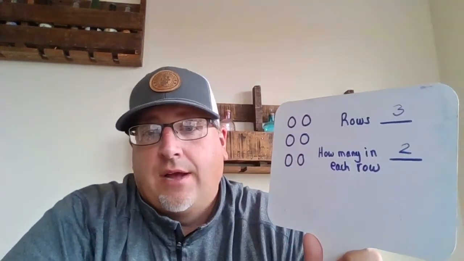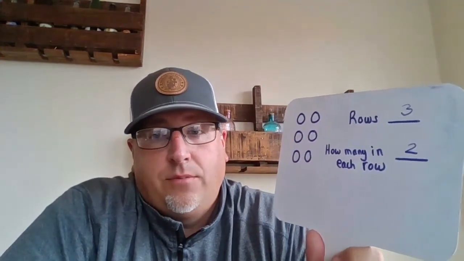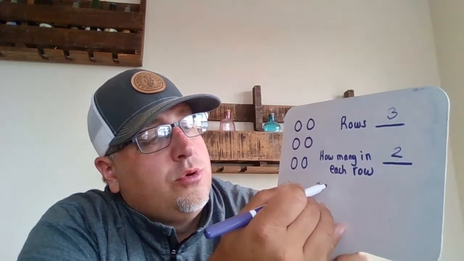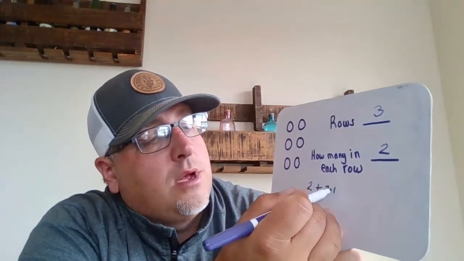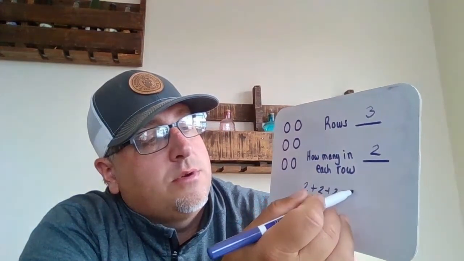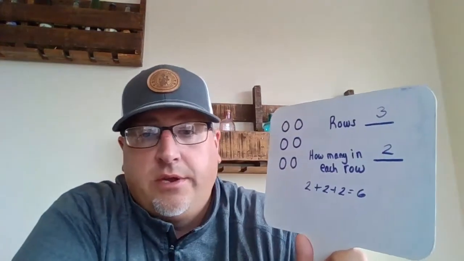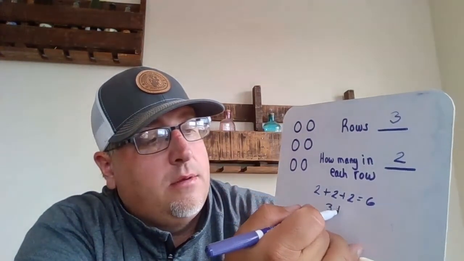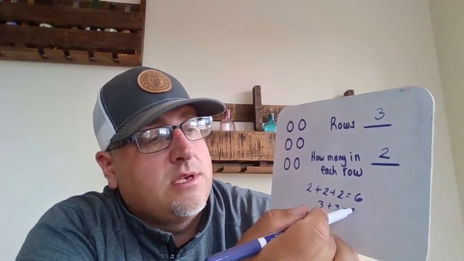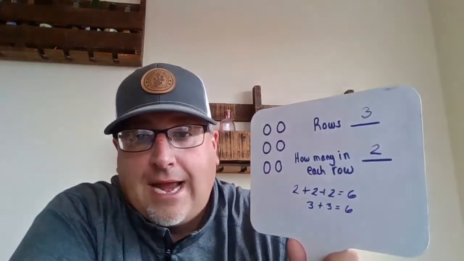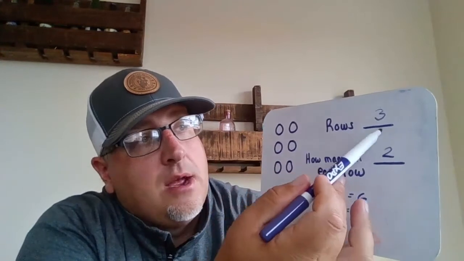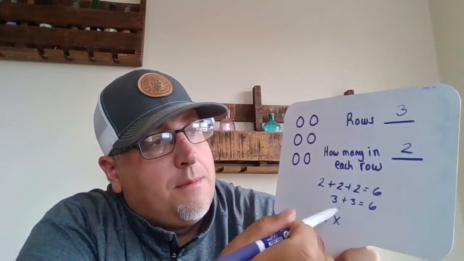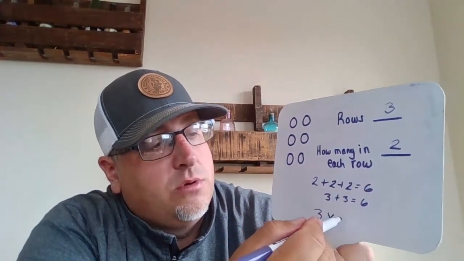First, let's break down the addition sentence. It's very simple. I could go 2 plus 2 plus 2 equals 6, because I know 2 plus 2 plus 2 equals 6. I could even go 3 plus 3 equals 6 if I wanted to add that up. But the simple thing to do is multiply the rows, which is 3, times how many are in each row, which is 2.